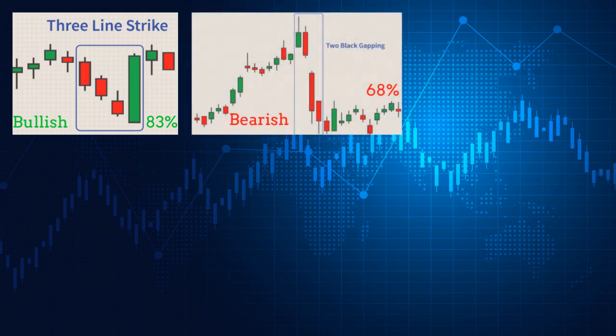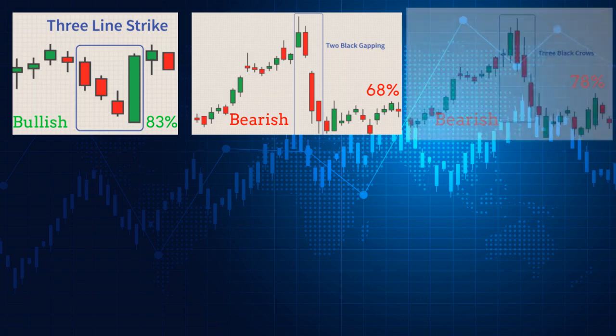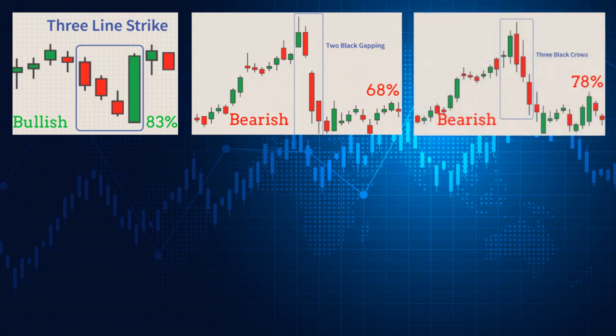2 black gapping. This bearish pattern appears after a notable top in an uptrend, with a gap down that yields 2 red bars posting lower lows. This pattern predicts that the decline will continue to even lower with a 68% accuracy rate. 3 black crows. This bearish reversal pattern starts at the high of an uptrend, with 3 red bars posting lower lows. This pattern predicts that the decline will continue to even lower lows with a 78% accuracy.